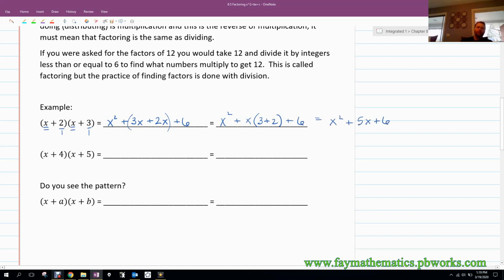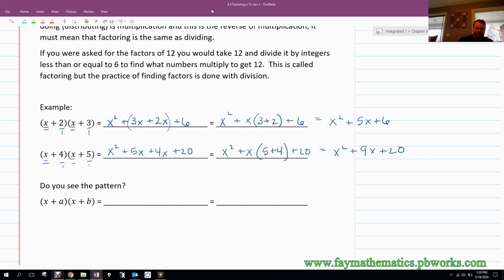Okay? I'm going to go through this next example and see if the same thing happens. First times first gives me x squared. Outside times outside gives me 5x. Inside times inside gives me 4x. And then last times last gives me 20. Regrouping those middle two and pulling an x out gives me 5 plus 4 there, and then plus 20. Well, we know that 5 plus 4 turns into 9, so I get x squared plus 9x plus 20.